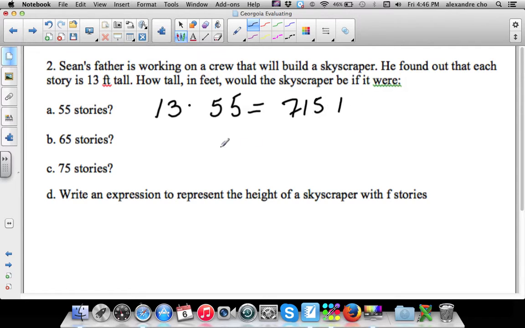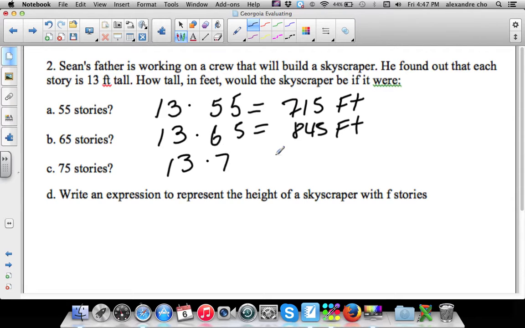Okay. Again, the important thing is not the calculations here. The important thing is for you to realize that in each problem, something stays the same and something varies. Okay, 13 times 65, and just got 65 here. You're going to get 845 feet. And let's do one more. If the building has 75 stories, it's going to be 13 times 75. It's going to give us 975 feet.